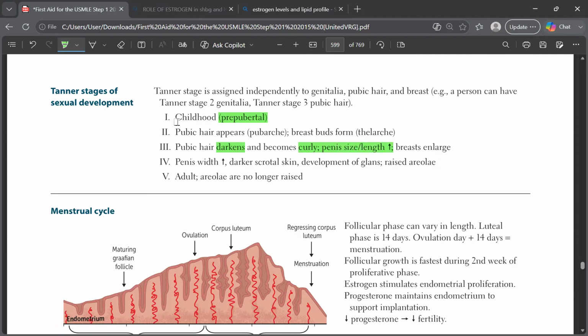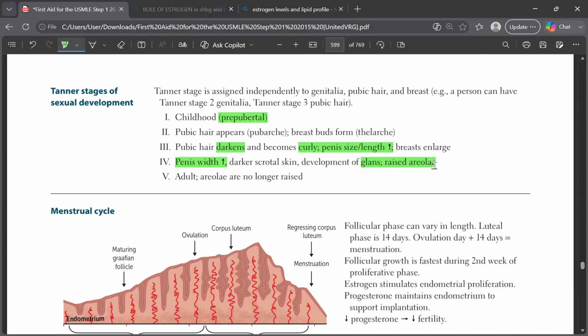So childhood was prepubertal. Puberty was a stage of budding or appearing, and the third stage is a stage of growth or enlargement. The fourth: penis width increases, dark scrotal skin, development of glands, and raised areola.